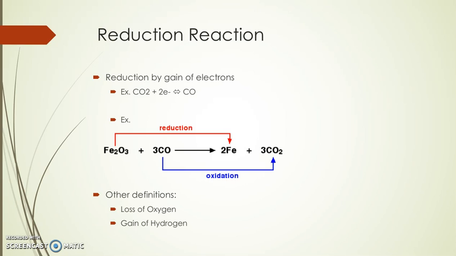Reduction of a species can be defined as the gain of electrons. For example, carbon dioxide is being reduced by the addition of two electrons and forming carbon monoxide. Reduction can also be defined as a loss of oxygen or a gain of hydrogen.